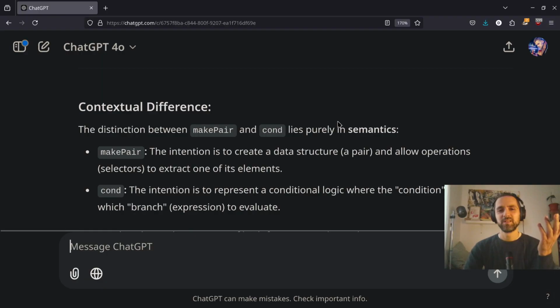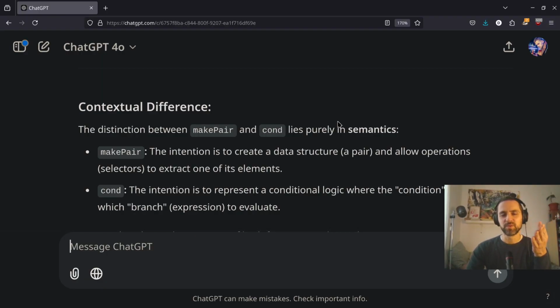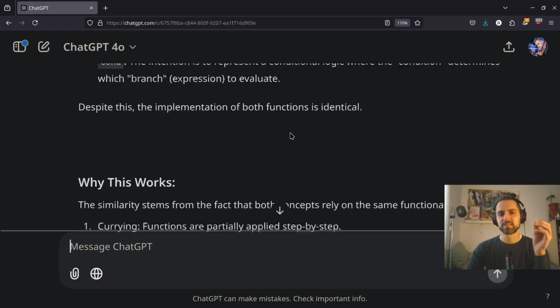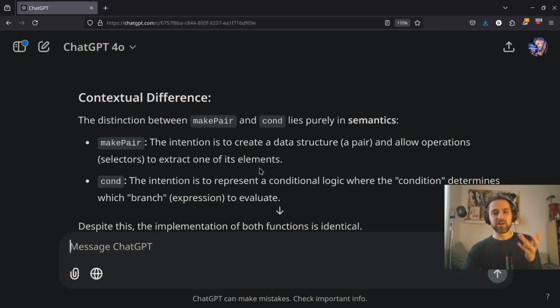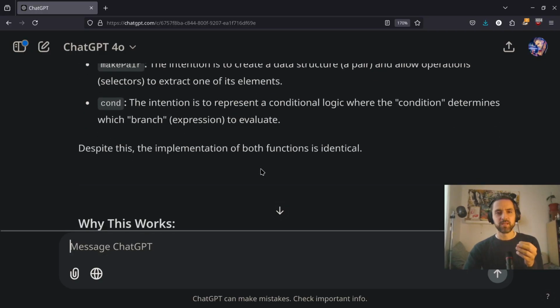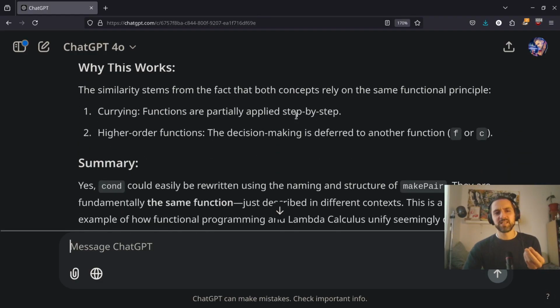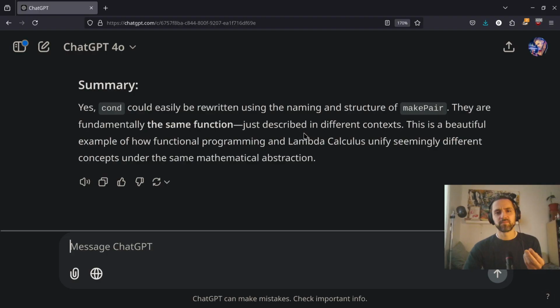But the distinction, isn't this amazing? You have a cond with make pair, just as you have a Boolean with select first. The distinction between make pair and cond lies purely in semantics. With make pair, the intention is to create a data structure pair and allow operations to extract from it. You could say the cond intention is to represent conditional logic where the condition determines which branch to evaluate. But it's the same. This is a beautiful example of how functional programming and Lambda Calculus unify seemingly different concepts under the same mathematical abstraction. Fascinating.